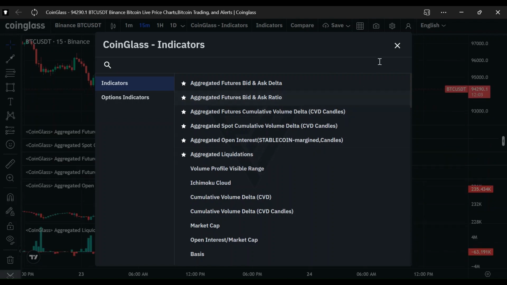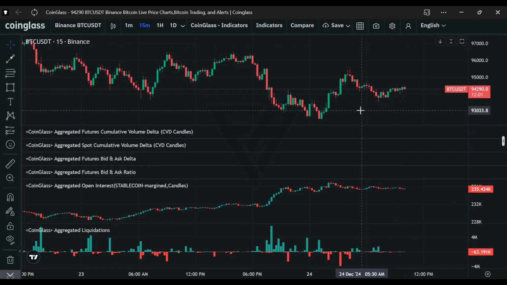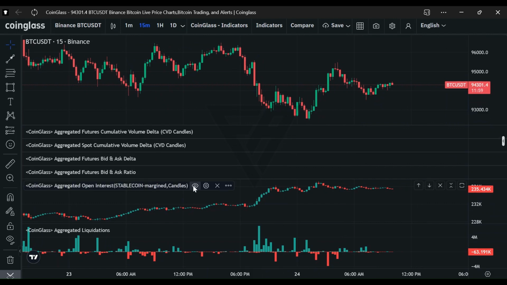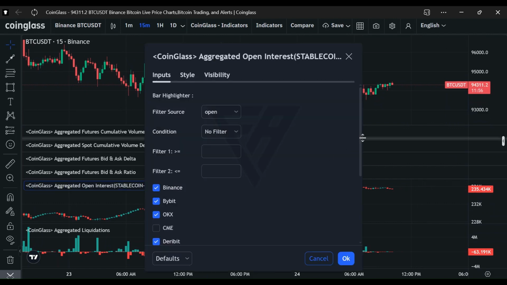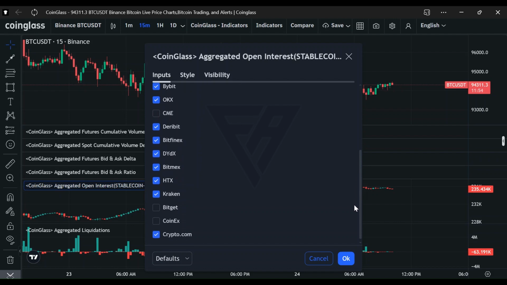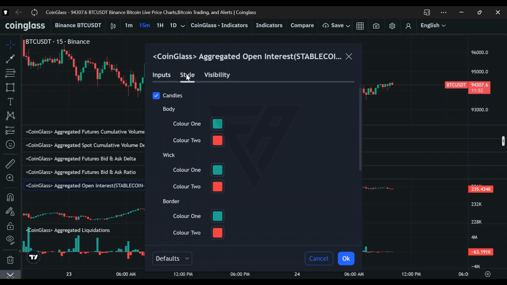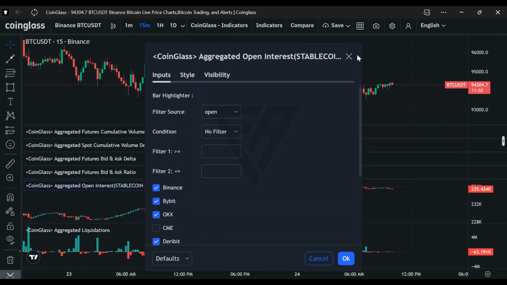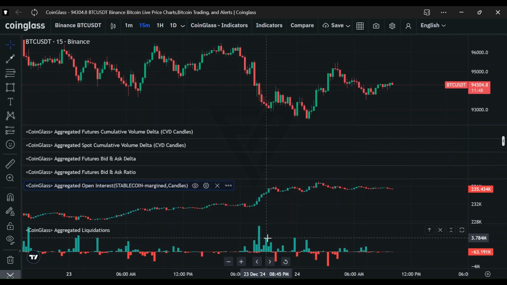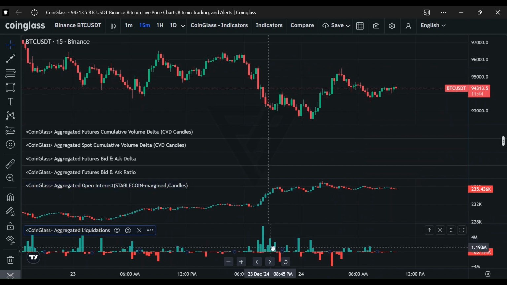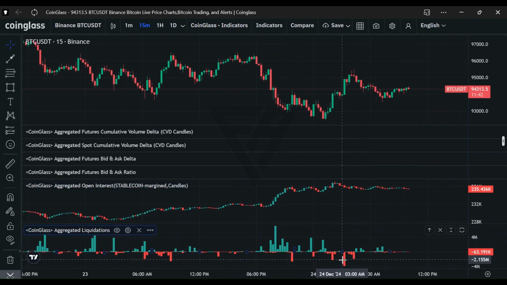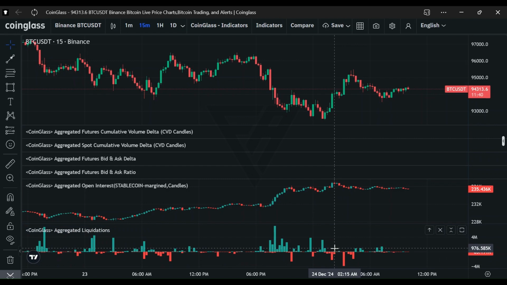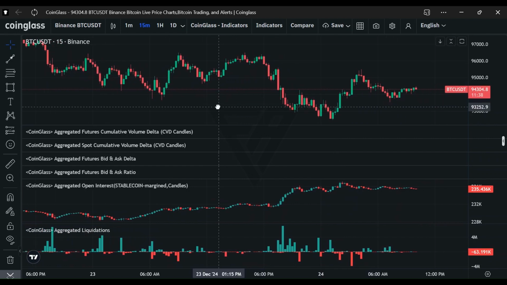So next is an open interest and liquidations indicator. I'm using stablecoin margined contracts. In the settings you can see all these exchanges that you will look at. And this is the liquidations. So green ones are long liquidations and these ones are short liquidations. Large liquidations usually give decent reversal points.